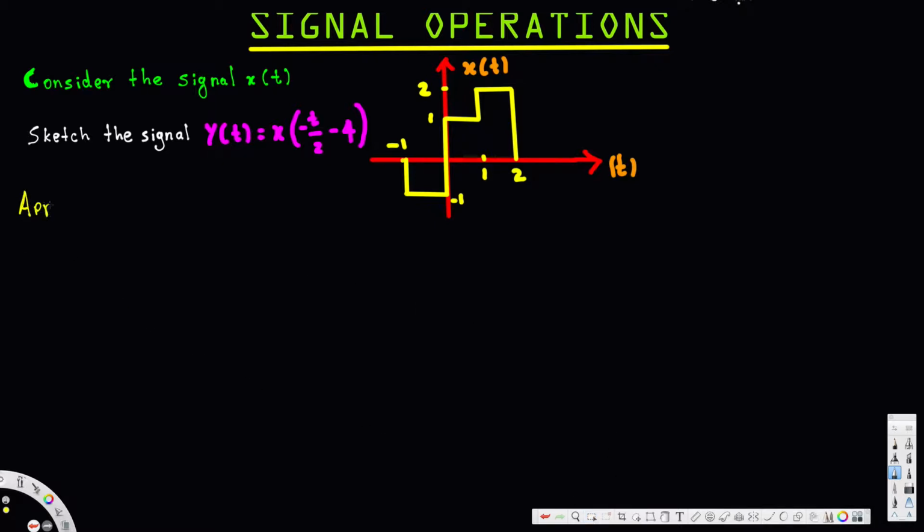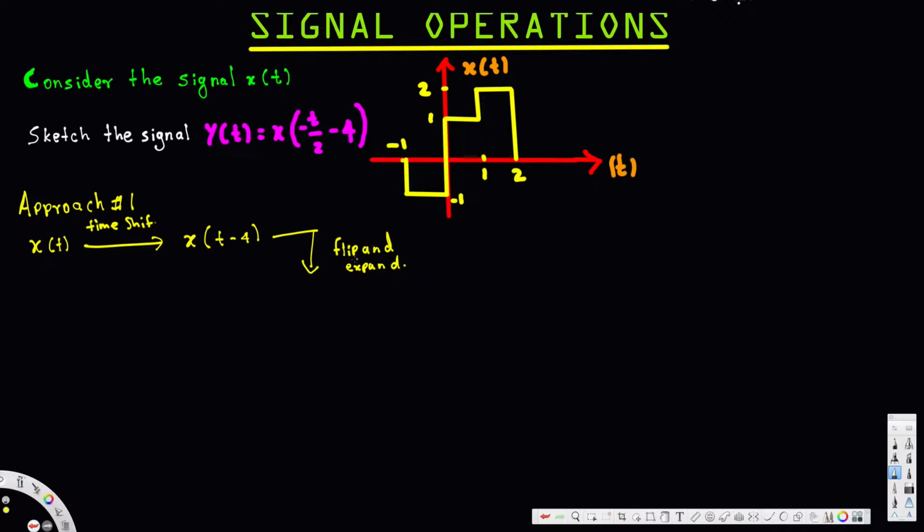Approach 1. In the first approach, what we can do is time shift first. If we time shift this one, it's going to become x of t minus 4. And after we do this time shift, we flip and expand.